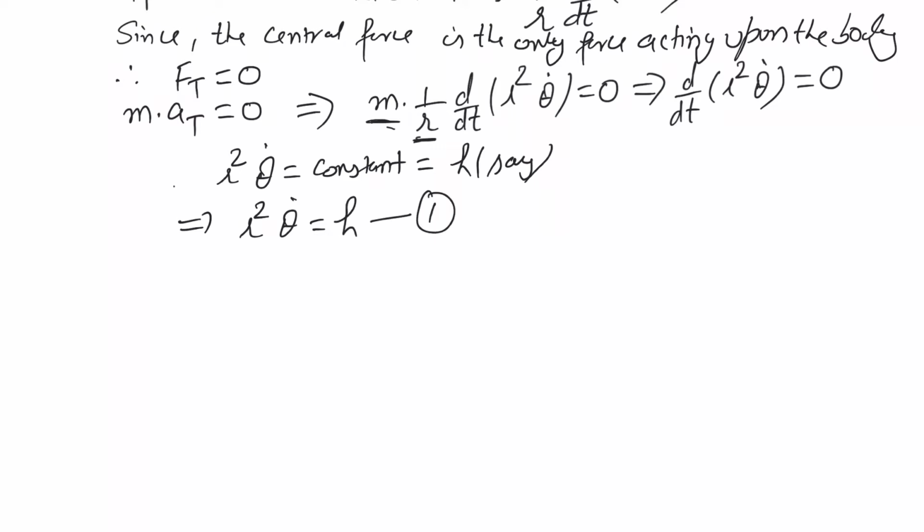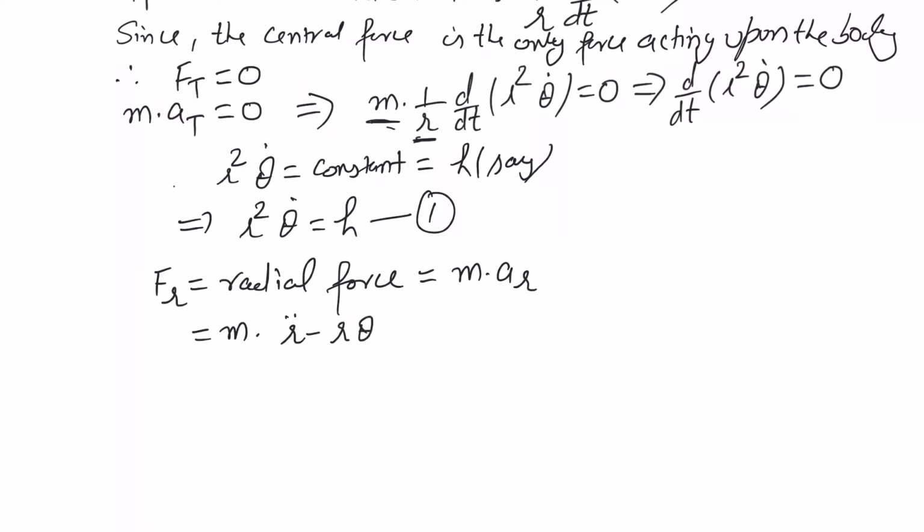Now we will be writing the equation of motion. Since the body is under the action of only radial force, therefore F_r is equal to the radial force, which is further equal to m times a_r. So this will be the force acting upon the body, which will be further equal to m times r double dot minus r theta dot square. Let this be equation number 2.